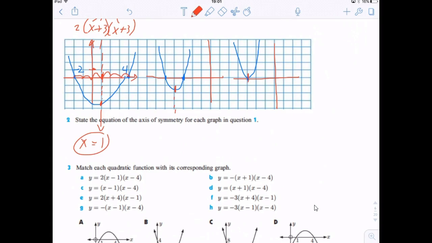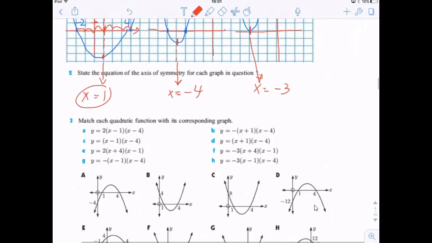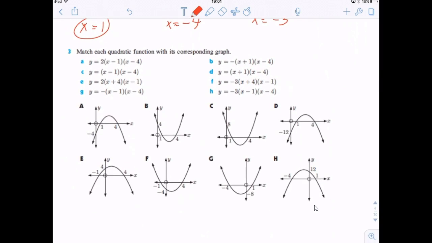This one here would be x equals negative 4, counting 1, 2, 3, right? And then this one here would be x equals negative 3. Okay, so those are the three axes of symmetry, okay? Match each quadratic function with its corresponding graph. Okay, this is a little bit trickier than number 1, but it's similar, okay? So let's look at this first one. It says that I'm looking for roots at x equals positive 1 and x equals positive 4, right?